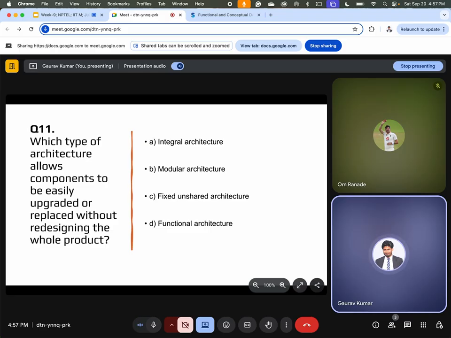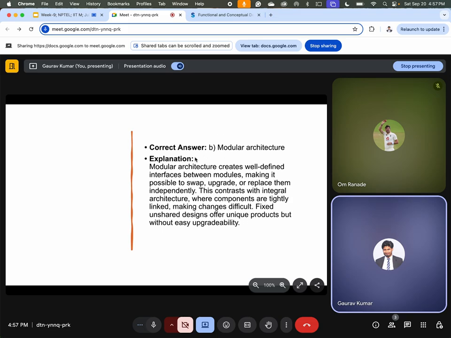Okay, and customers benefit from an extended product life cycle, while manufacturers gain opportunities to introduce product variants without redesigning from scratch. So therefore, modular architecture is not just a technical design choice but also a business strategy to accommodate evolving technology and customer expectations efficiently. Okay, you may go through this slide.